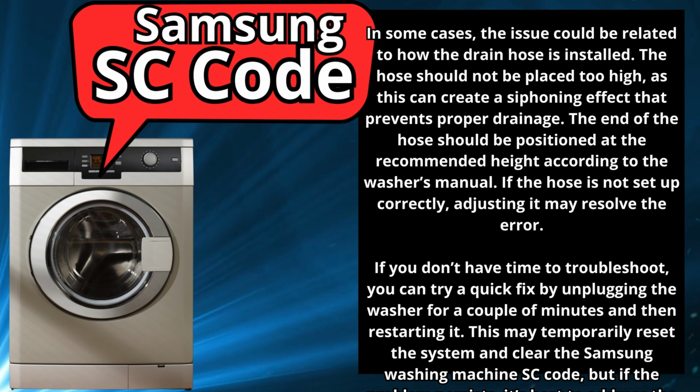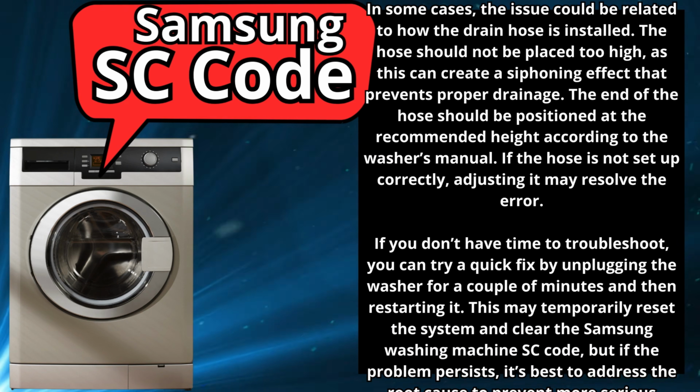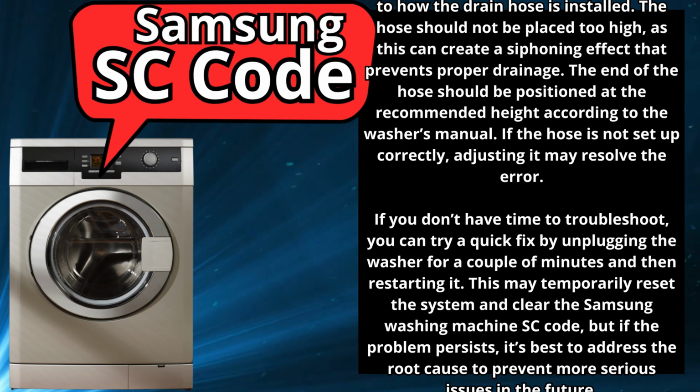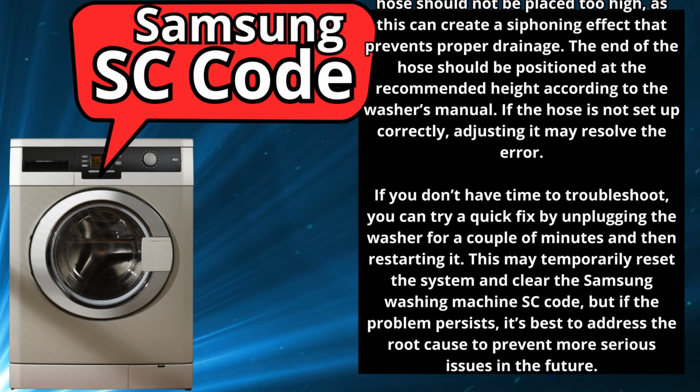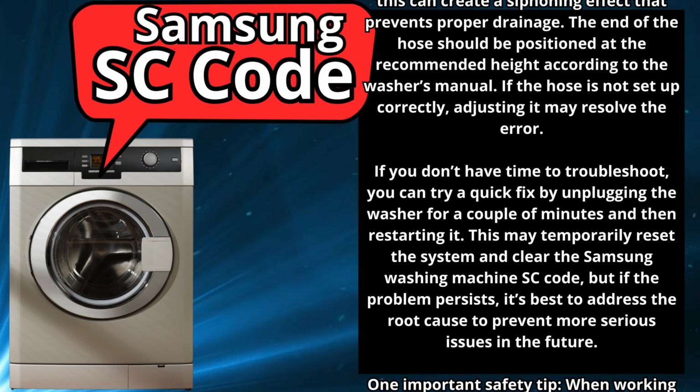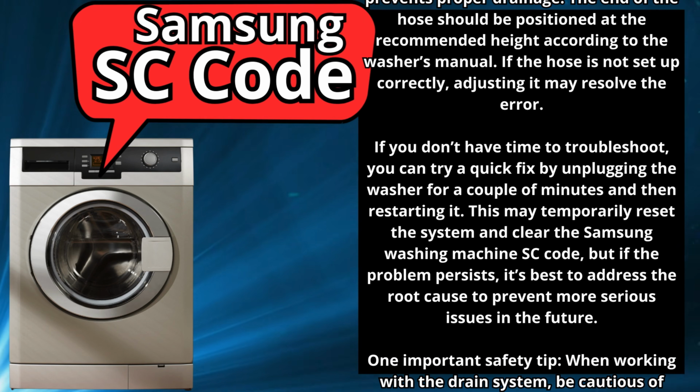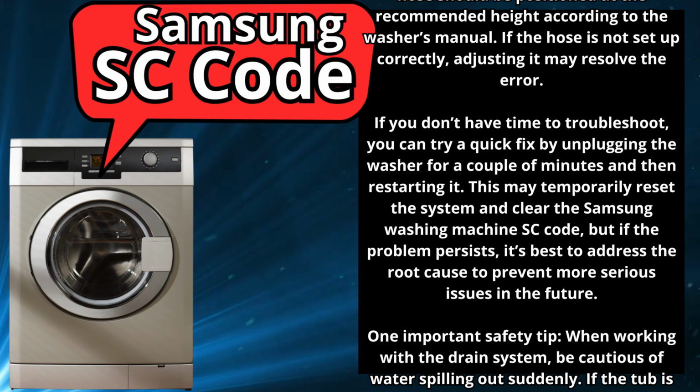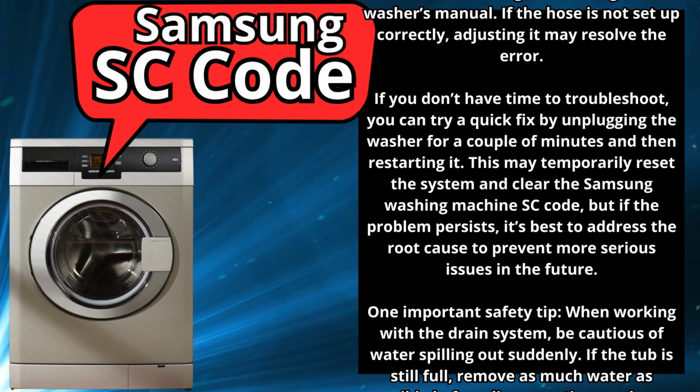If you don't have time to troubleshoot, you can try a quick fix by unplugging the washer for a couple of minutes and then restarting it. This may temporarily reset the system and clear the Samsung washing machine SC code, but if the problem persists, it's best to address the root cause to prevent more serious issues in the future.